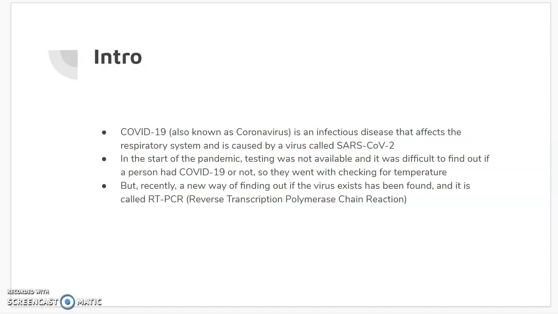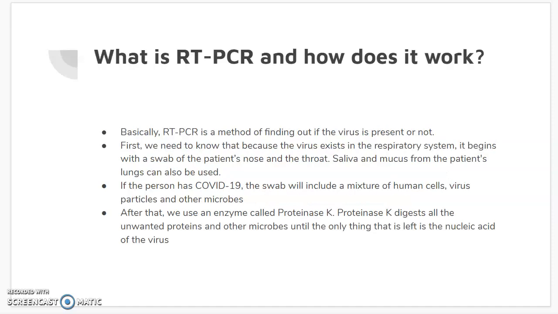But recently, a new way of finding out if the COVID-19 virus exists has been found, and it is called RT-PCR. What is RT-PCR and how does it work? Basically, RT-PCR is a method of finding out if the virus is present or not.